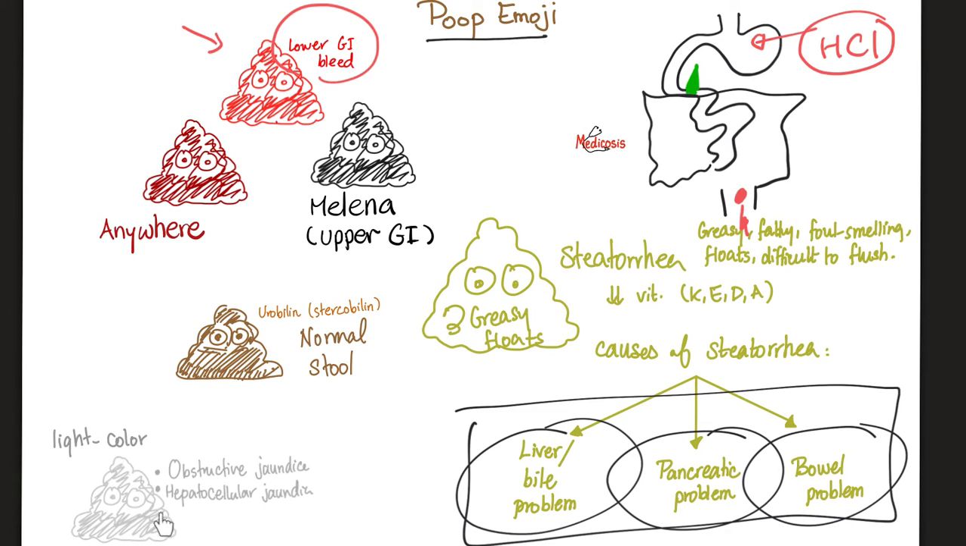What if my stool is clay color like this, very pale, light gray? Oh, this is obstructive jaundice, such as having a stone obstructing my common bile duct, or having cancer in the head of the pancreas.